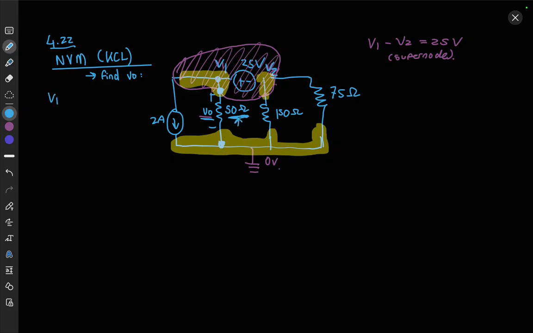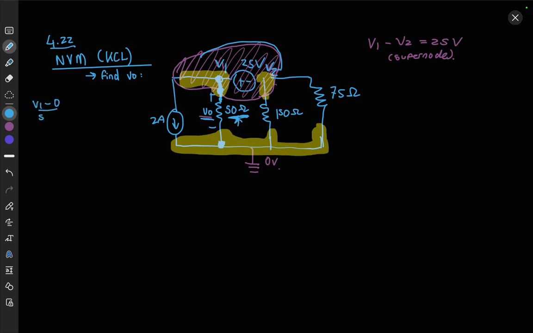So it's going to be V1. Just notice I'm using V1 because even though I'm treating this giant thing like one big node, it's still connected to V1, right? So I'm just going to keep using V1 for this case because that's the node it's connected to. So V1 minus this reference node, which is 0 volts, over 50. Okay, that's the first one. We just write it a bit smaller.